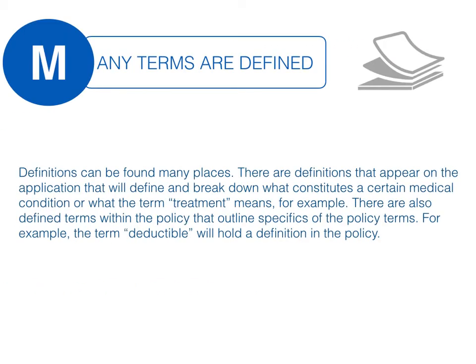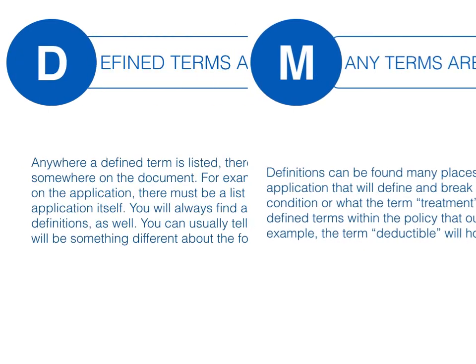Now, many terms are defined, and the definitions can be found many places. There are definitions that appear on the application that will define and break down what constitutes a certain medical condition or what the term treatment means, for example. There are also defined terms within the policy that outline specifics of the policy terms. For example, the term deductible will hold a definition in the policy.